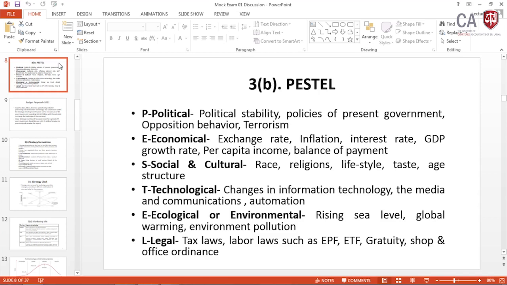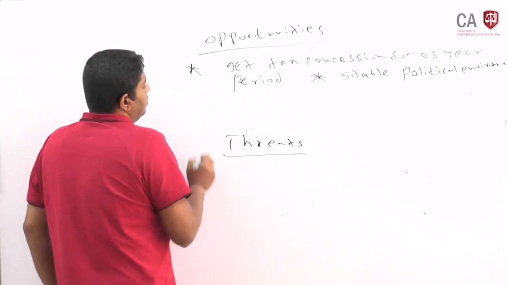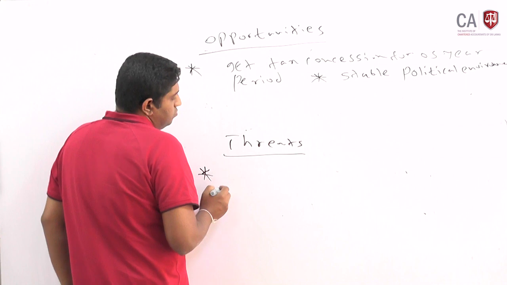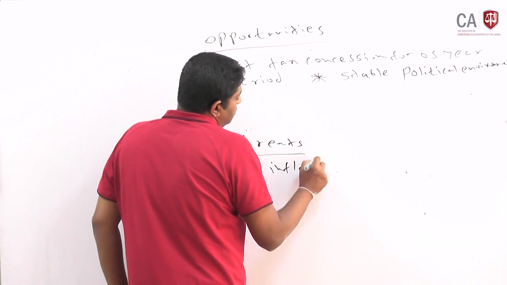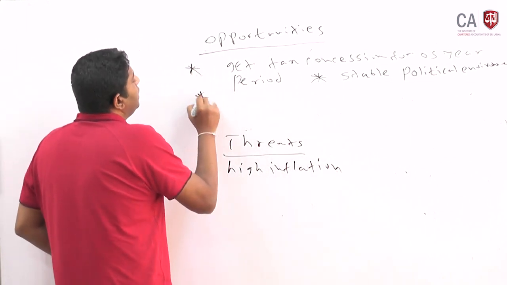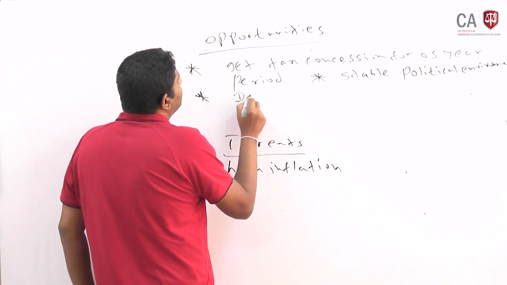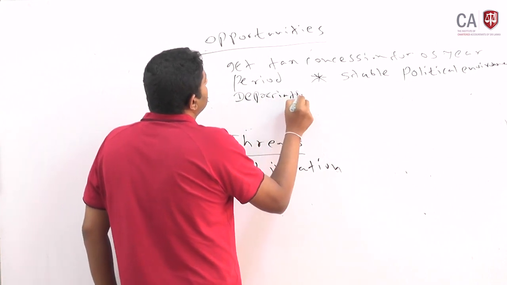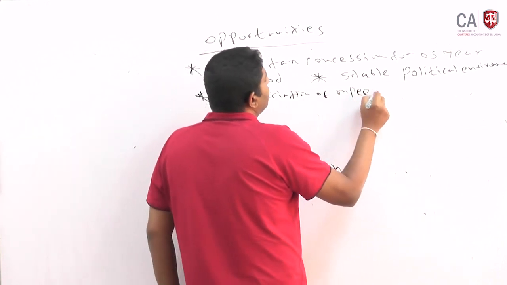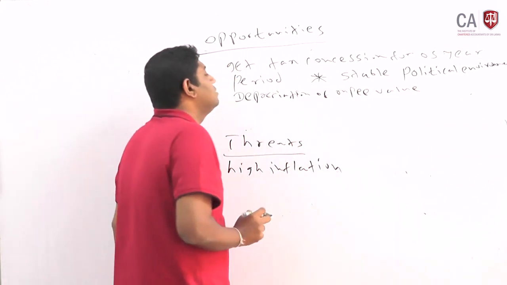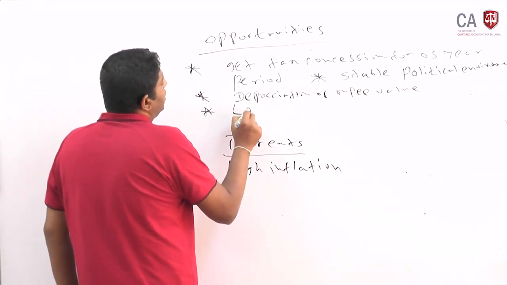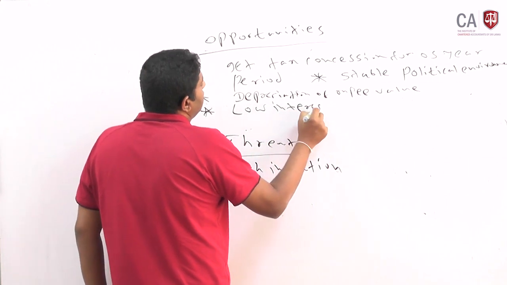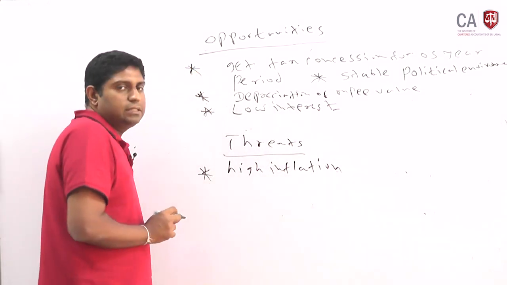So, here the threat is high inflation, it will increase the cost. Then opportunity, depreciation of the rupee value, that will make Sri Lankan products cheaper. Then low interest rate, there is an opportunity: you can get a loan and invest more money in production facilities, low interest rate.